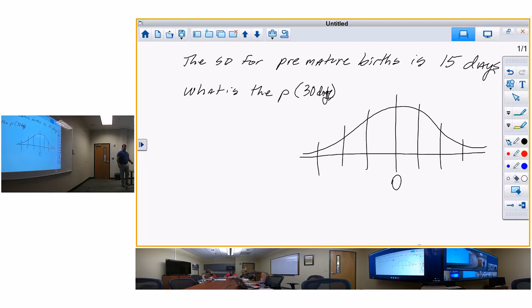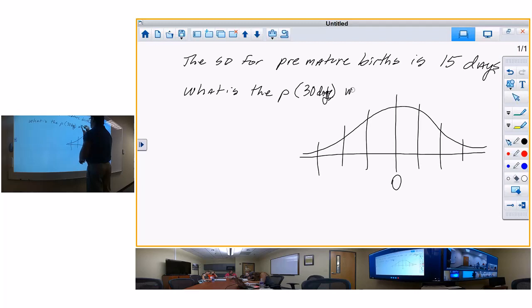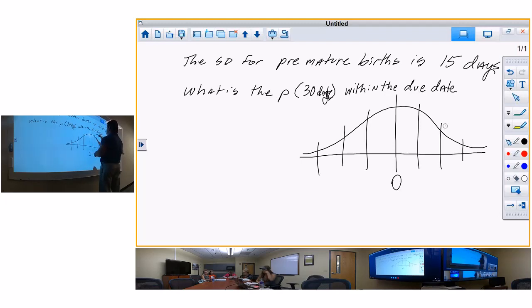If you had it 1 day after the due date, then it'd be 1 to the right. If you had it 1 day less than the due date, it would be 1 to the left. So the due date, and that's what it says, what is the probability? 30 days within the due date. And I think the question actually says due date. I can't remember. But that right there tells you that the mean is equal to what? X bar is equal to what? 0.